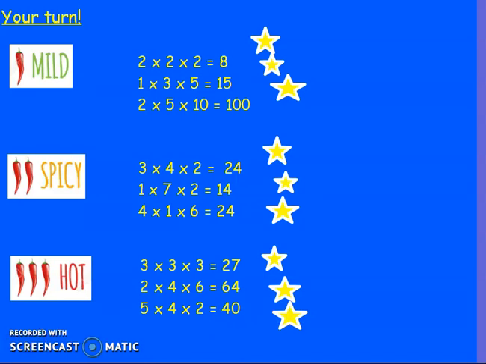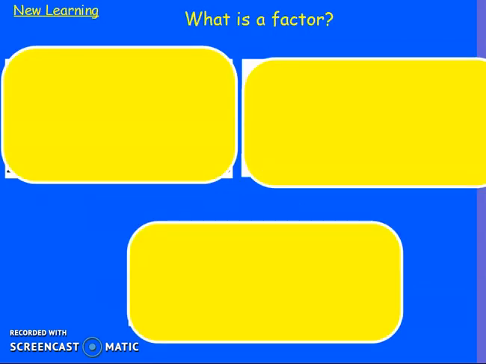I hope your maths brains are warmed up, ready to start our new learning. Today we're going to be learning about factors. What is a factor? Have a little think. Let's have a look at some pictures to help us.